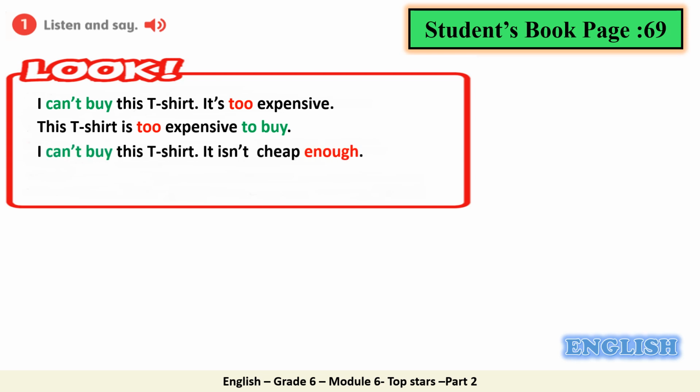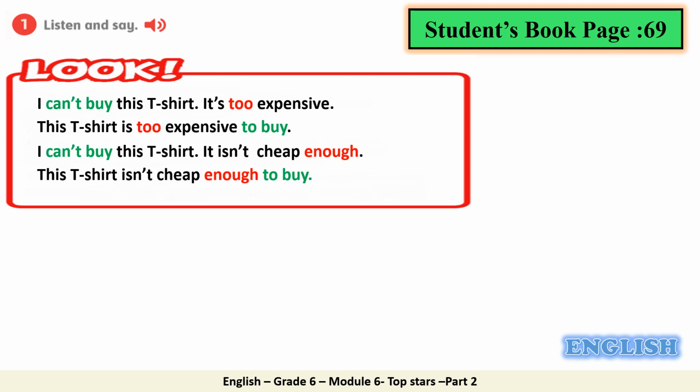Now, sentence number 3, I can't buy this t-shirt. It isn't cheap enough. Great. Excellent. We changed what? Yes, in this sentence, we have a different adjective, cheap. It's the opposite of expensive. We used enough. So it's not cheap. This t-shirt isn't cheap enough to buy. So it's not cheap enough to buy. I can't afford it. I don't have enough money to buy this t-shirt. Excellent. Yes, this is the idea.